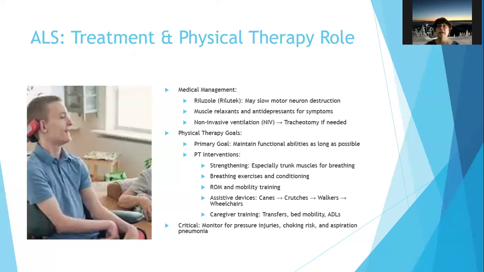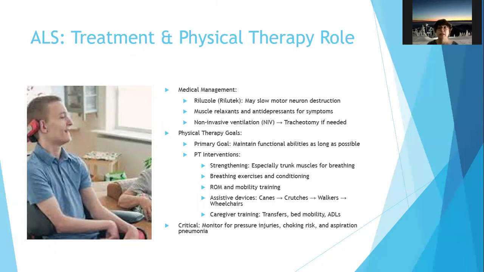The medical management, there is a medication that may slow motor neuron destruction, muscle relaxants and antidepressants for symptoms, and non-invasive ventilation or tracheotomy if the diaphragm or C4 is affected.